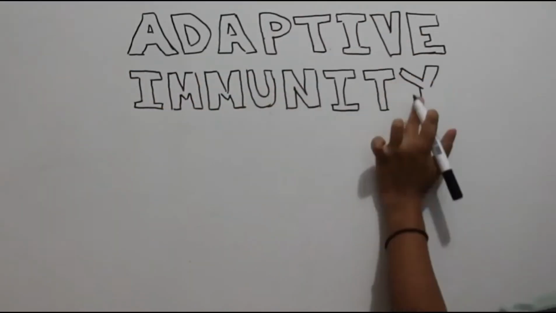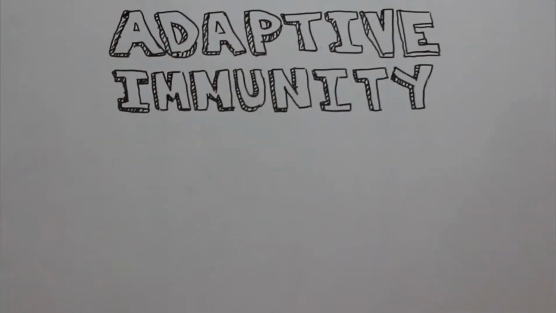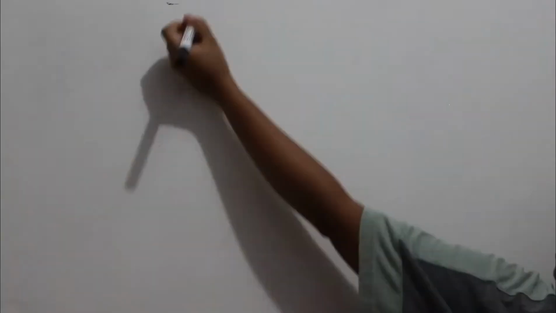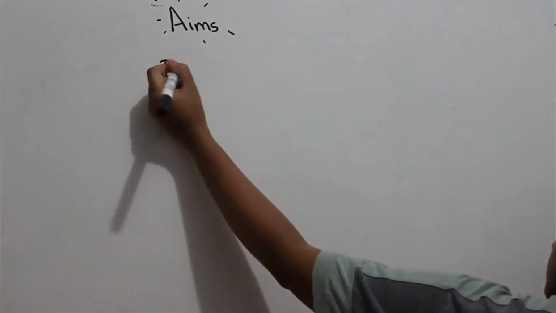Hello, good day everyone. This is Group 4 here, and in this lecture, we'll be going through the adaptive immunity, and more specifically, we'll be looking at the cell-mediated immunity.